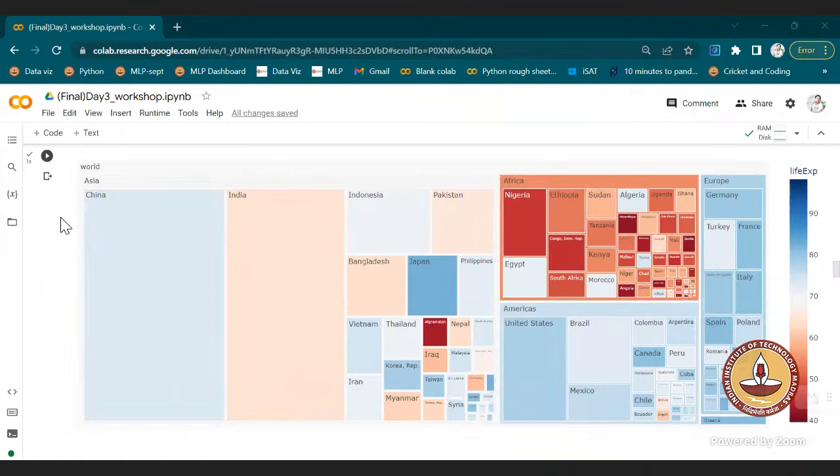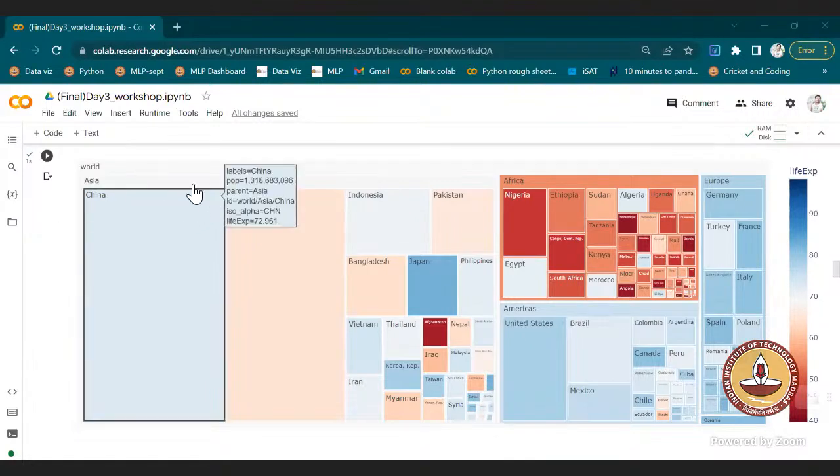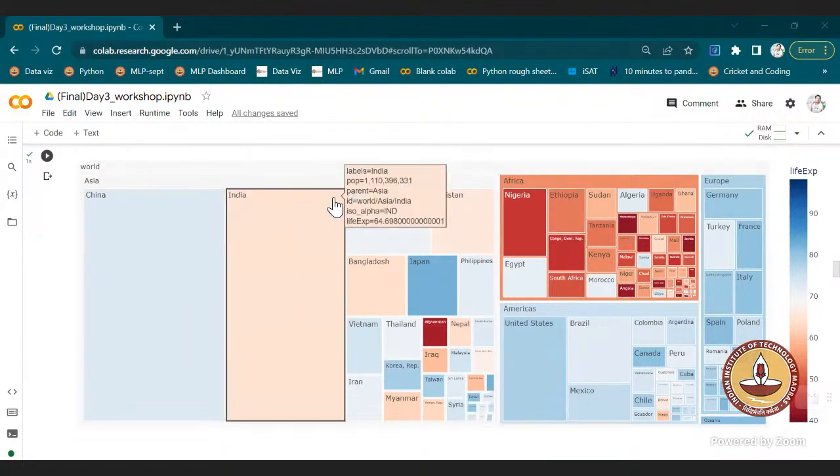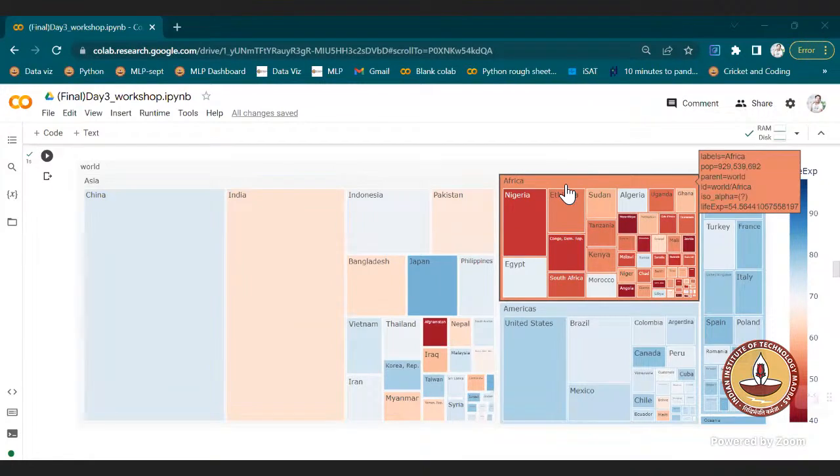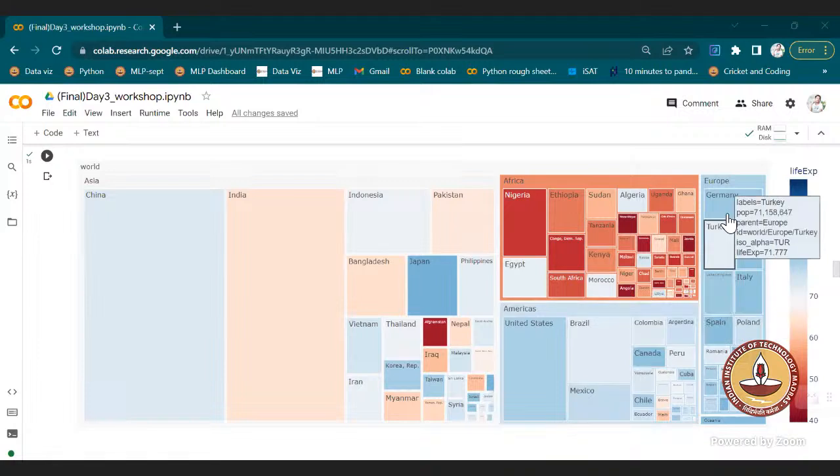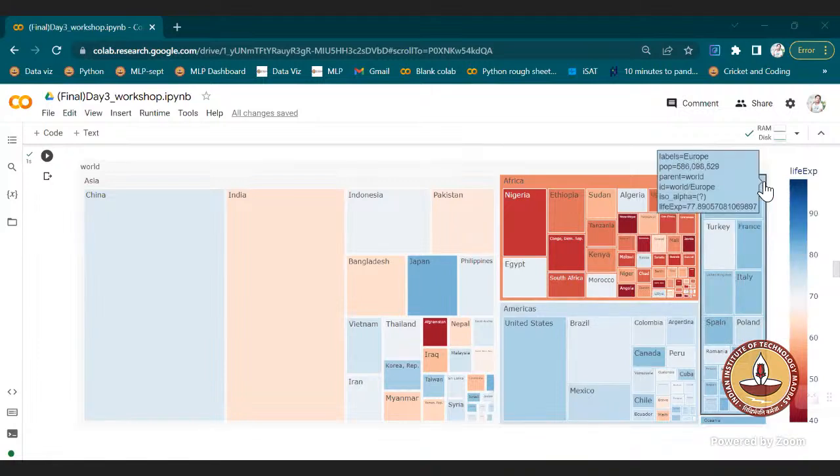When you have to analyze country-wise, it is a little difficult. But when you analyze continent-wise, it is pretty easy. Directly we can say, as someone said in the first sentence, that Africa is the continent where life expectancy is very low. And you can see in Europe, very high life expectancy is there.